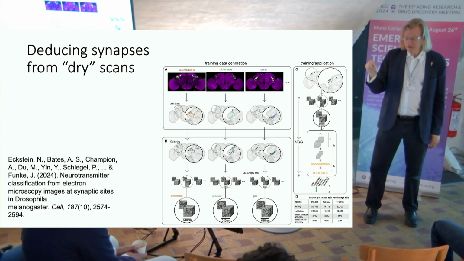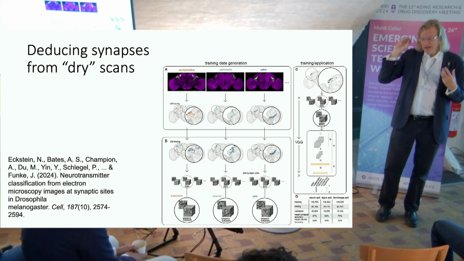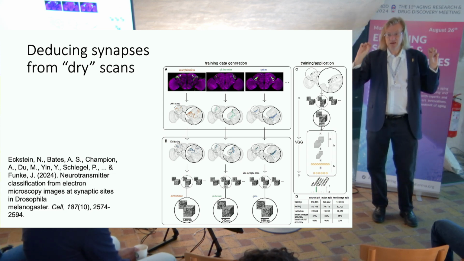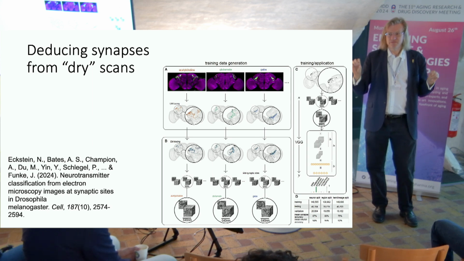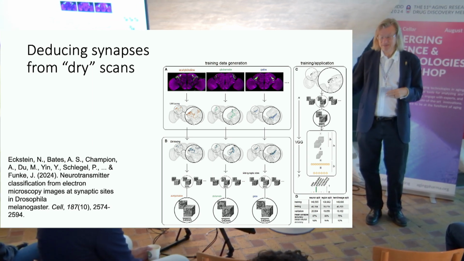So the Eckstein paper, they demonstrate that we get about 90% precision in actually identifying which neurotransmitters go in what synapse from this dry data. This is really amazing. That's a gift that I didn't expect.